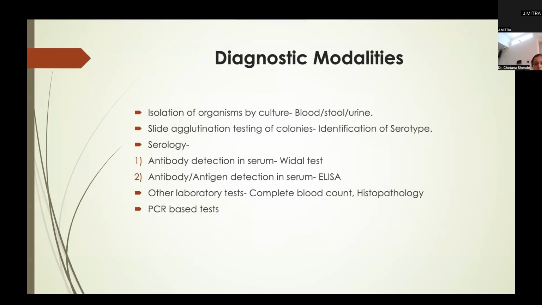There are various diagnostic modalities by which we can diagnose typhoid. So the first and most important diagnostic modality is the isolation of organisms by culture, culture of either blood, stool, or urine. Then slide agglutination testing of the colonies for the identification of serotype. Serology also plays an important role. Then other laboratory tests like CBC, histopathology, and PCR-based tests. Next slide, sir.